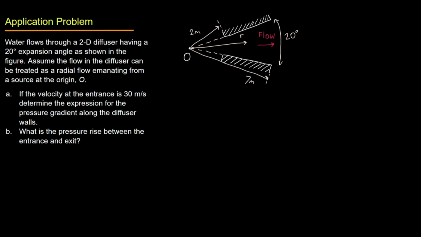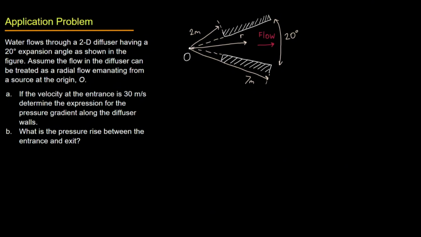Water flows through a 2D diffuser having a 20-degree expansion angle, as shown in the figure. Assume the flow in the diffuser can be treated as a radial flow emanating from a source at the origin O. A. If the velocity at the entrance is 30 meters per second, determine the expression for the pressure gradient along the diffuser walls. And B. What is the pressure rise between the entrance and exit?